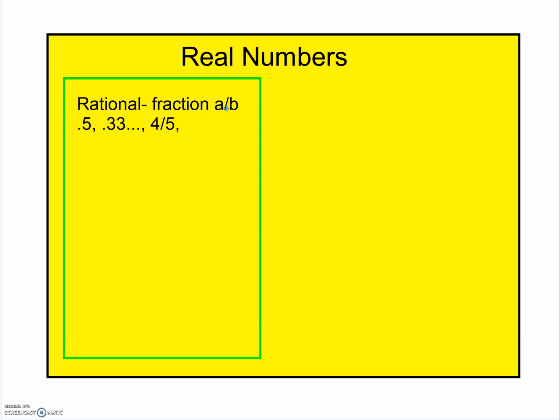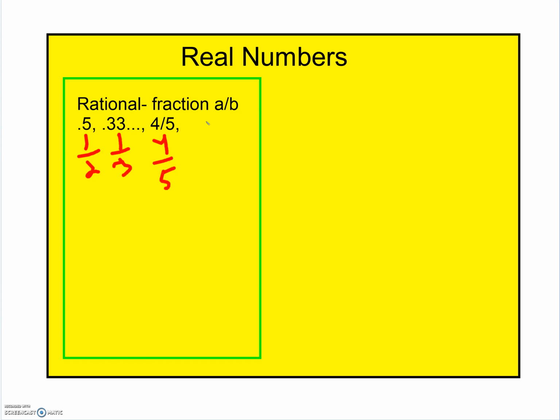Rational can be written as a fraction, we'll say a over b. That means you can write these numbers as fractions. Ratio, think of rational, and so the word ratio is right there. 0.5, 0.33 repeating, and 4/5 can all be written as fractions. How is that? Well, 0.5 can be written as 1/2, or 0.33 repeating could be written as 1/3, or 4/5 would be, well, 4/5. It's already written that way.